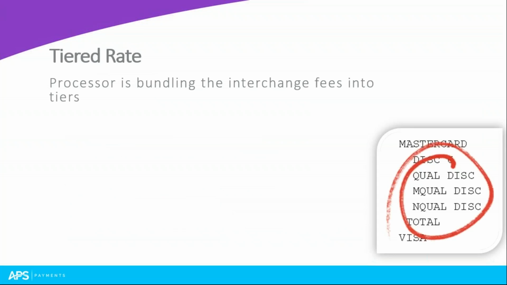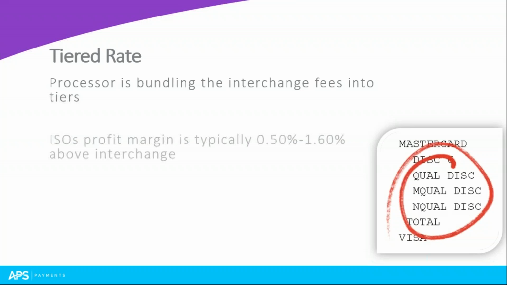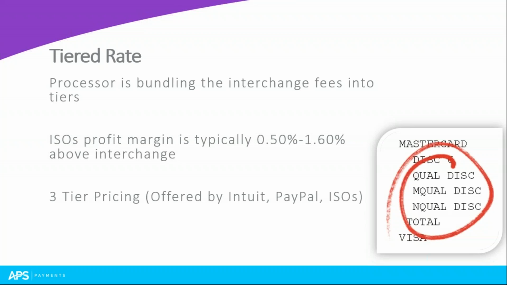Now, tiered rates. Tiered pricing is by far the most confusing form of pricing from a merchant standpoint. This can be thought of as three separate buckets. So we have fully qualified. Any card that falls into this category usually receives a very competitive rate for card acceptance. This is really the rate that they use to lure you in and get you attracted to using them for your business.